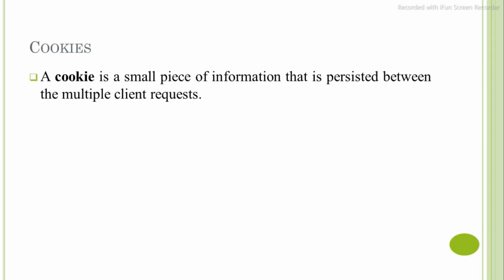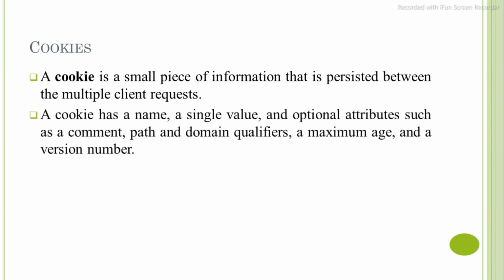First one, cookie. A cookie is a small piece of information that persists state between multiple client requests. A cookie has a name, a single value, and optional attributes such as comment, path, and domain qualifier, a maximum age, and a version number.